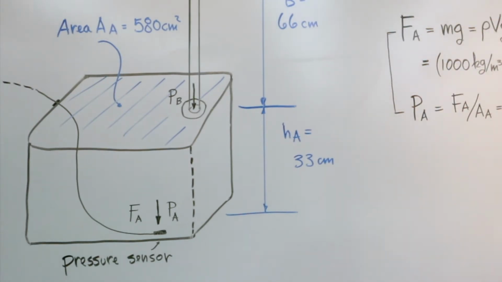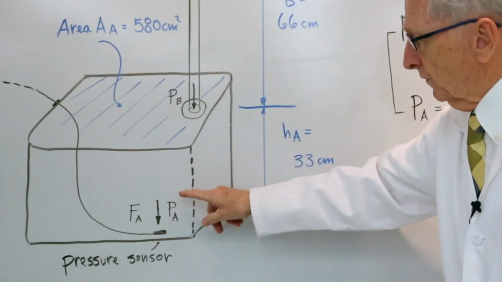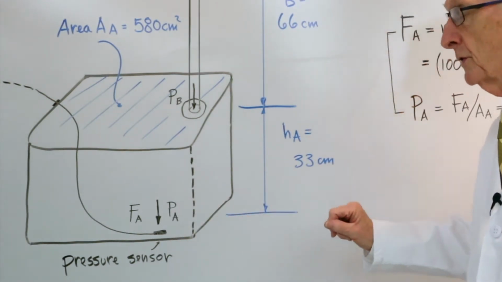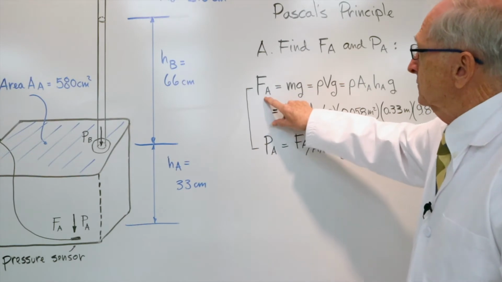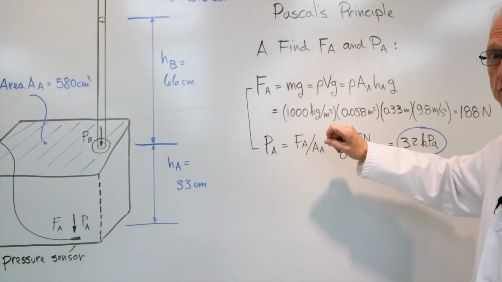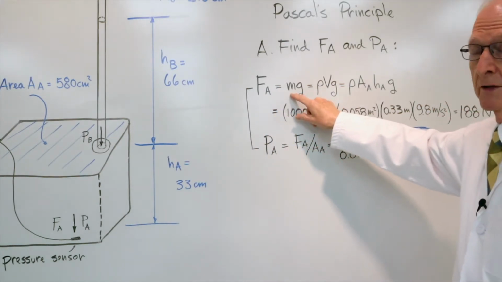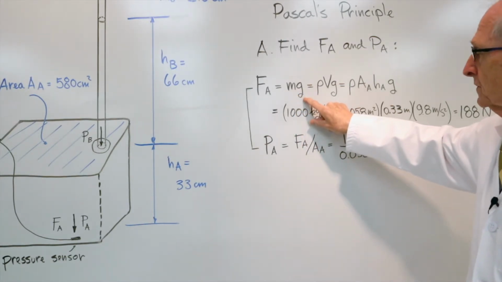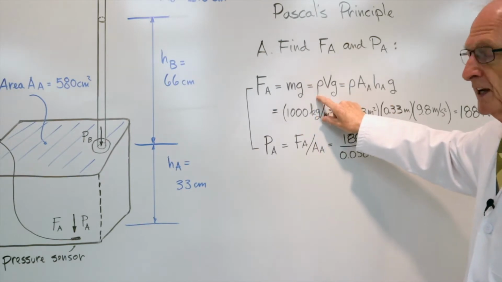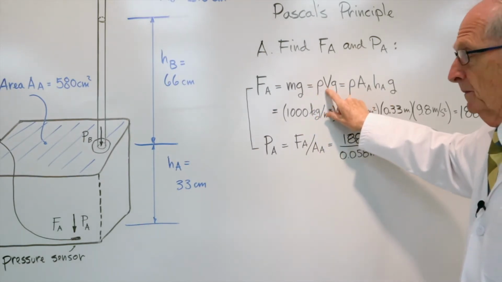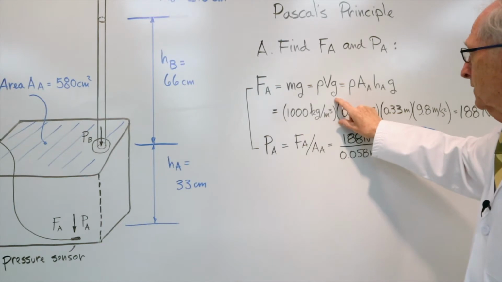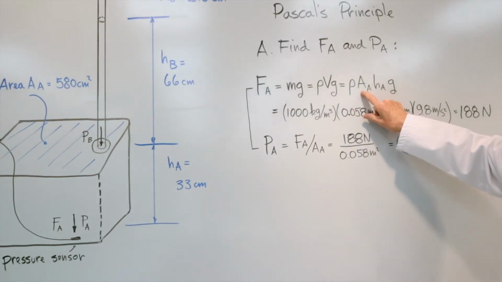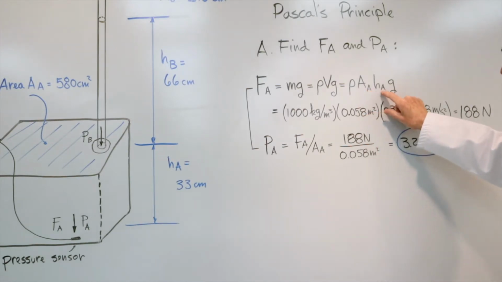So let's calculate first the total force at the bottom of that container, F sub A, and then its pressure later. The force, F sub A, is given by Newton's second law, mass times acceleration. In this case, the acceleration is the acceleration of gravity. Notice that the mass of that water is just its density times the volume inside that container times the acceleration of gravity. But the volume is the area, A sub A, times the height, H sub A.